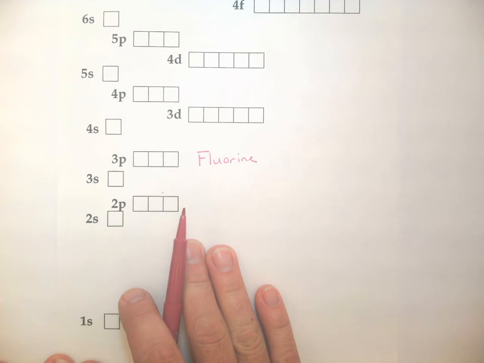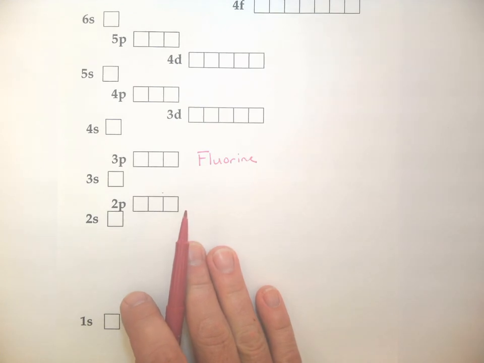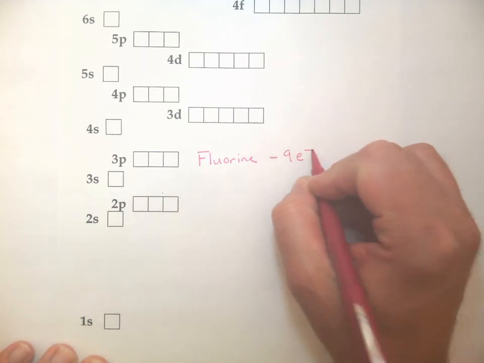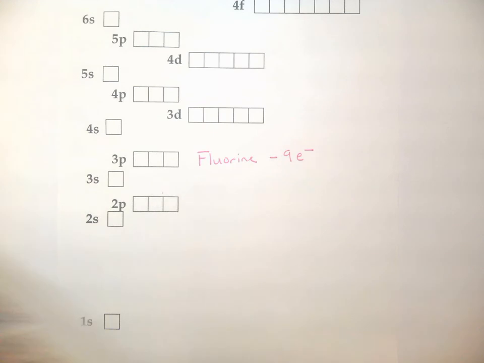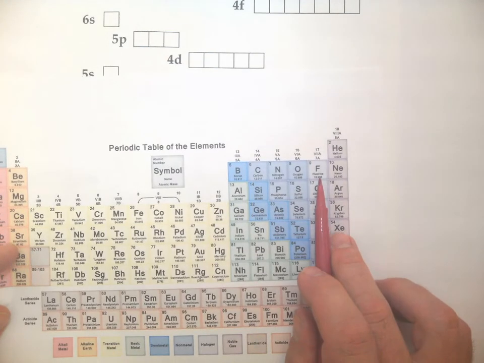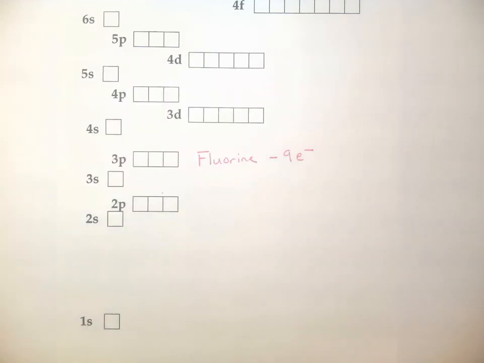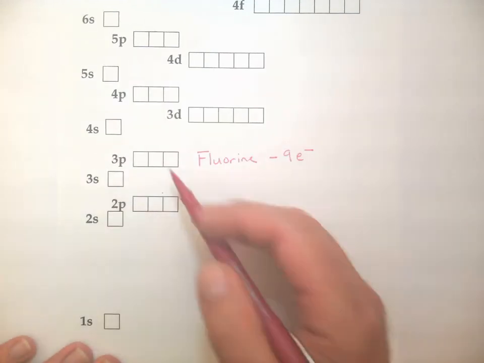The first thing we need to know is how many electrons fluorine actually has. Fluorine is element number 9 on the periodic table, so it has 9 electrons. There's fluorine right up there, element number 9, and that's how you find out how many electrons it has. Okay, where are all those 9 going to go?